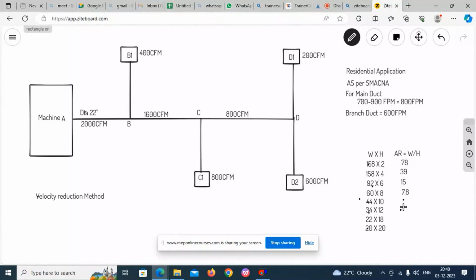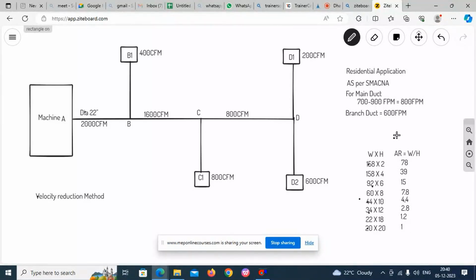44 by 10 is 4.4. 34 by 12 is around 2.9. Then around 2.8, then around 1.2, and then 1.